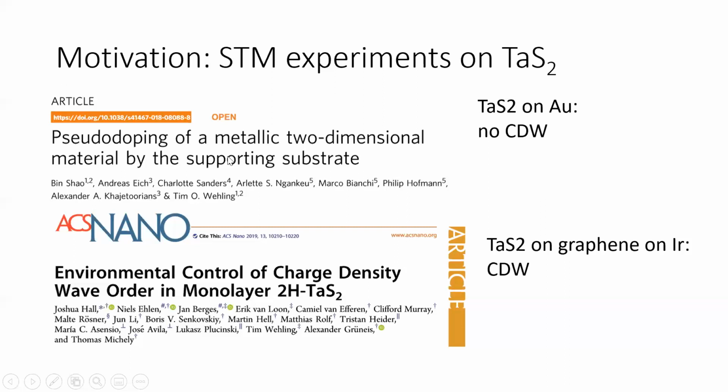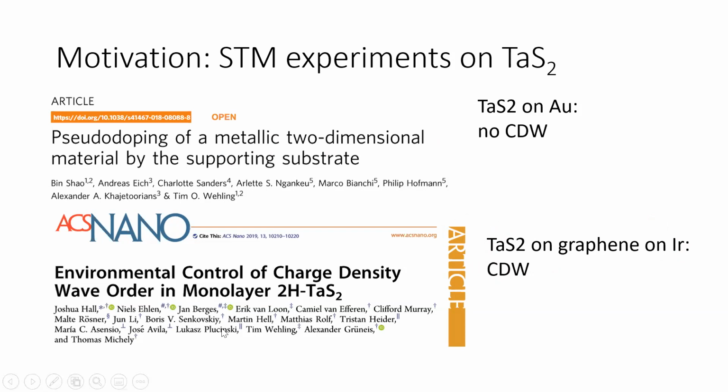So in the first experiment here, the tantalum disulfide was grown on gold and no charge density wave was found. And in the second experiment, the tantalum disulfide was grown on a layer of graphene which was on top of iridium, and in that case a charge density wave was found.